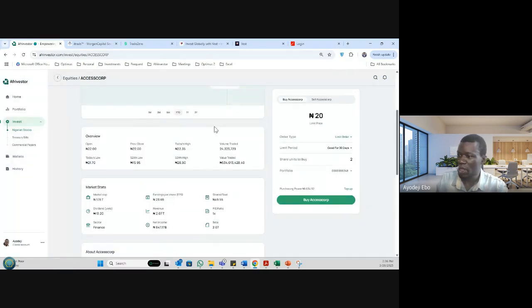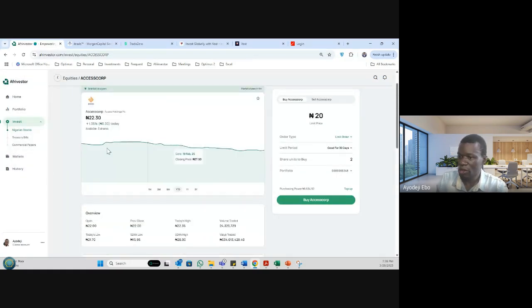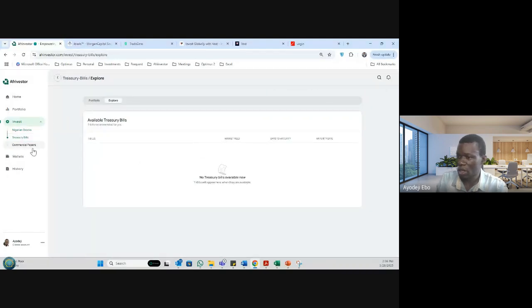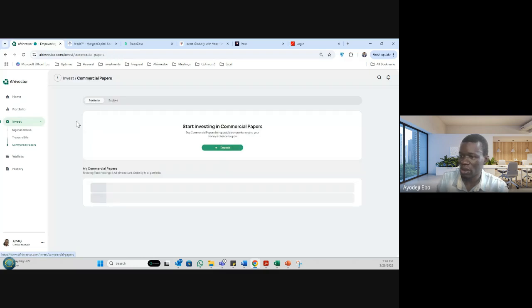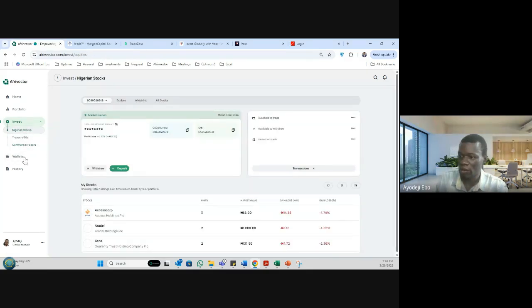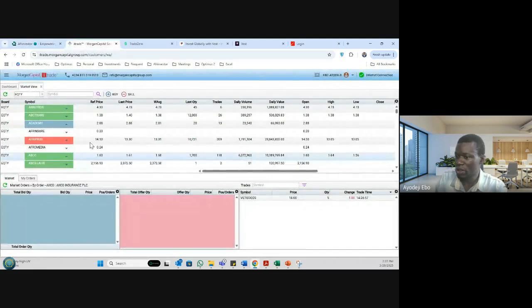You click on buy. Also, to view your portfolio, if you are using Afrinvestor, treasury bills are also available between 10 and 2. You can find treasury bills there, and commercial papers too. Once in a while, they also list commercial paper on the platform. So funding your wallet, you understand that.